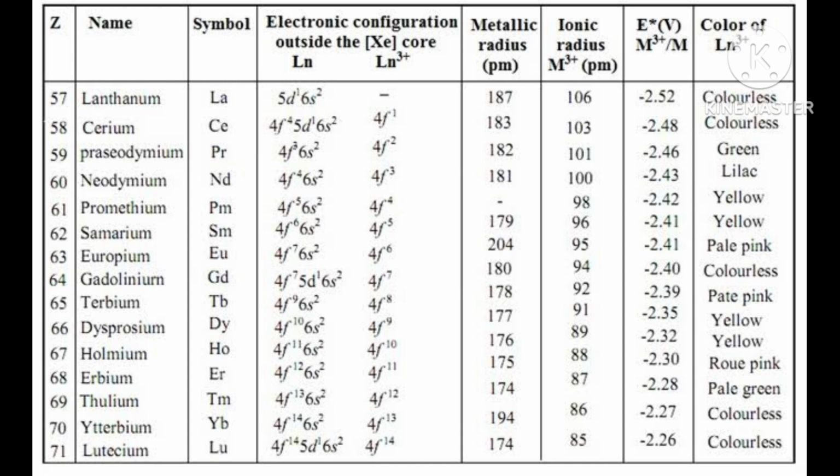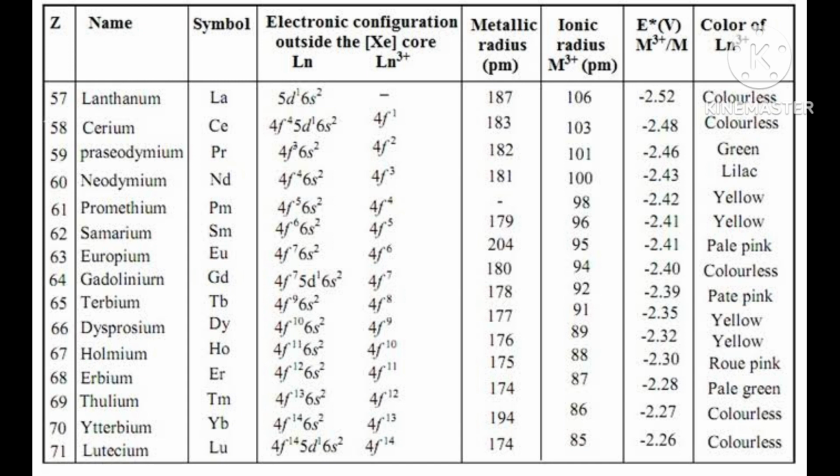Now one new electron will go to the F. Now it becomes 4f10, 6s square. Then in this case, the radius is again decreased. Contraction: 177. And Ln3+ is also reduced, 91. When one decreases, the other will also decrease. Both will decrease.